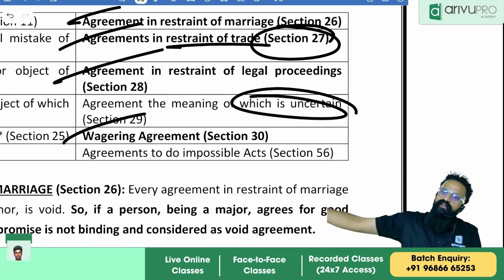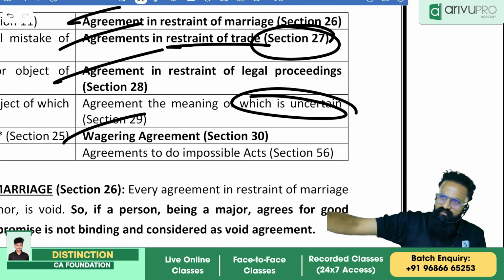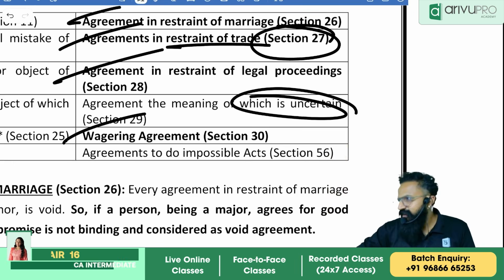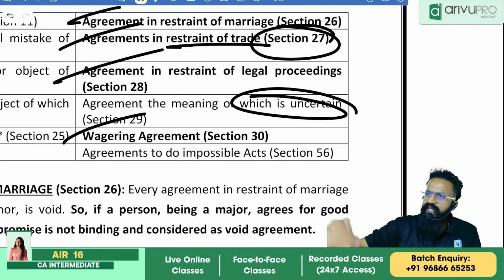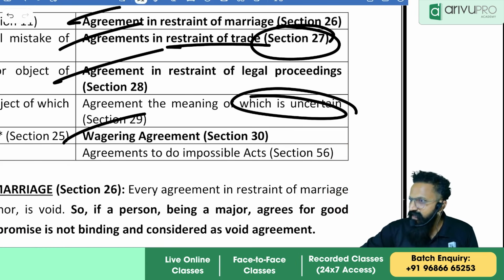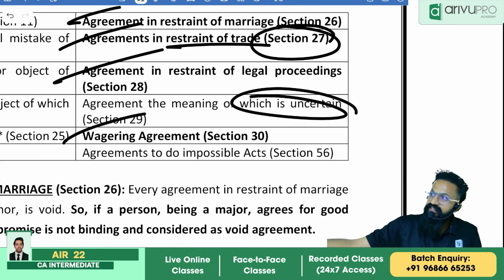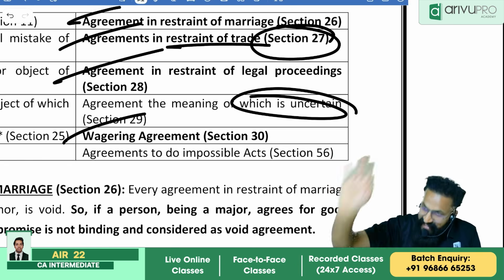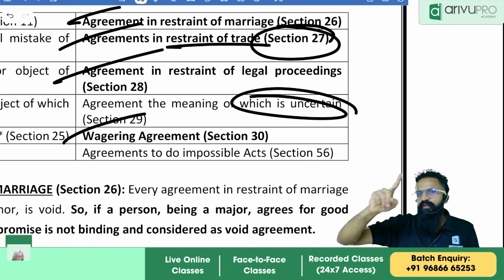Agreements which are similar to wager, Section 30. What are the agreements similar to wager? First it starts with lottery. Lottery transactions: legal, void, illegal? Illegal in India. Correct? What if the government itself is conducting the lottery? Then it is still illegal, but not punishable. That is what you saw in lottery.